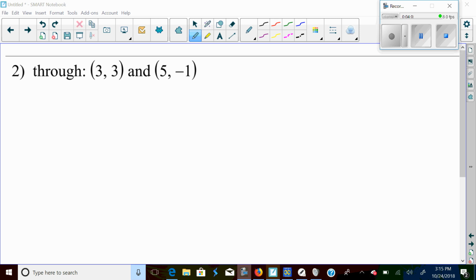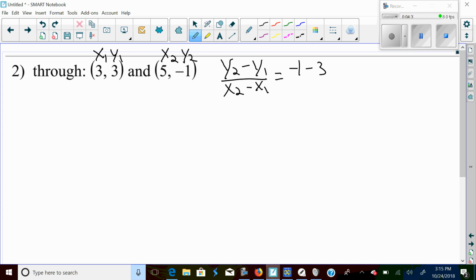Okay, let's take a look. First thing I want to do, start off writing x1, y1, x2, y2, and write my formula, y2 minus y1 over x2 minus x1. It's a good habit to get. That way you can A, remember the formula, and B, make sure you place everything in the right spot. So now I'm going to plug in the values here. I have -1 minus 3 over 5 minus 3.